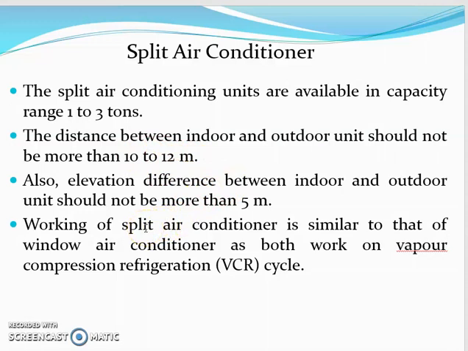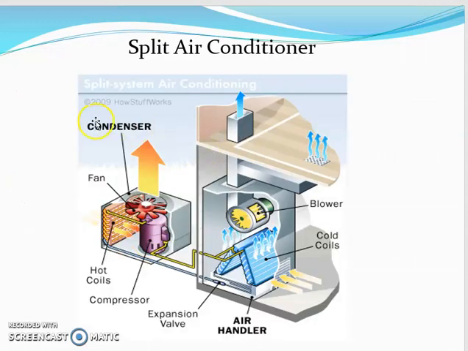The working of a split AC is similar to that of a window air conditioner. Why? Because both systems work on the vapor compression refrigeration, that is the VCR cycle. So here also cooling is achieved by the working principle of VCR. This is the diagram of a split air conditioner. Again, all the main components are the same as in the window AC.